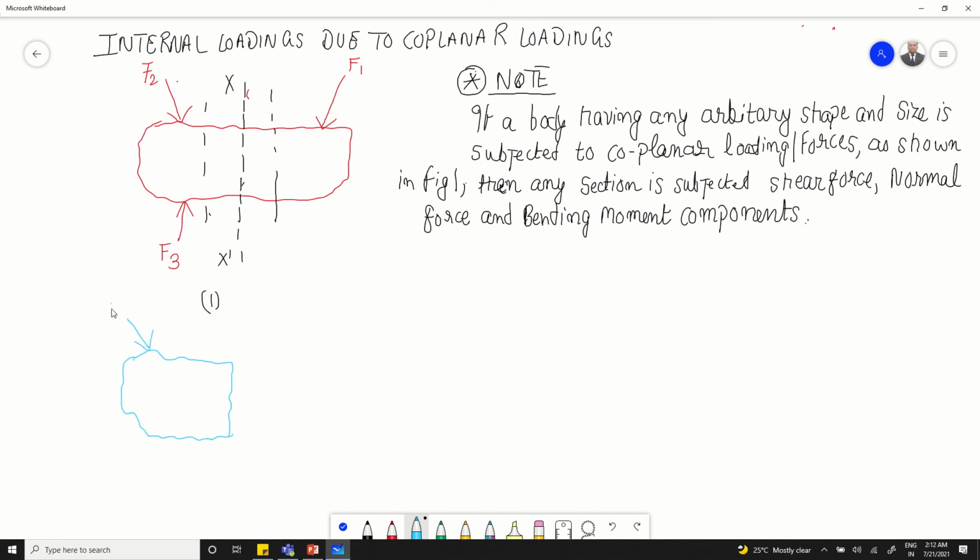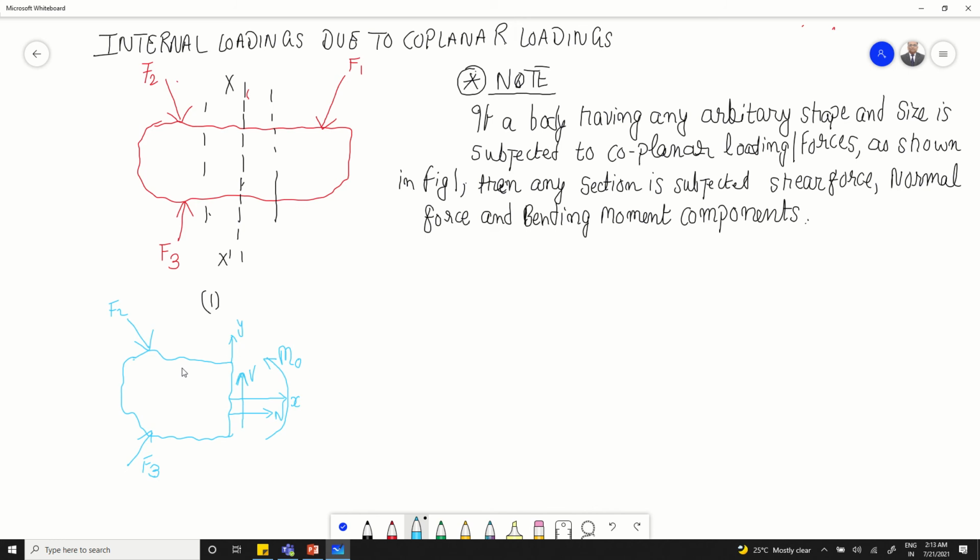This is F2, this is F3, right? So this section, let us name this as x-axis and let us name this as y-axis. So at this section, it will be subjected to shear force which is parallel to this surface, V. It will be subjected to a normal force N, and it will be subjected to some bending moment M0. Now, depending upon the problem considered, their direction could be reversed.